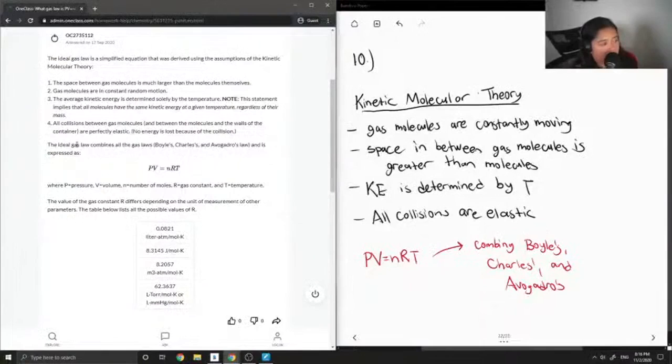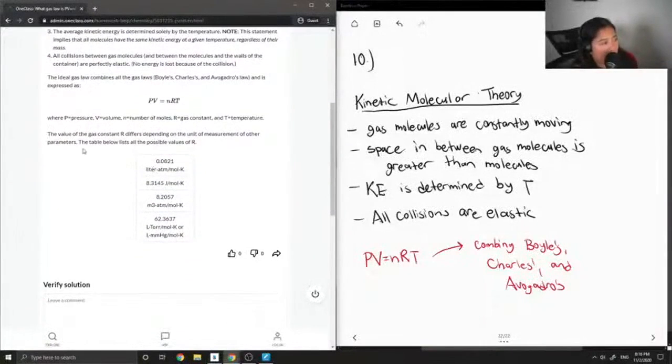Ideal gas law combines all the gas laws, Boyle's, Charles, and Avogadro's, and is expressed as PV equals nRT. Value of the gas constant R differs depending on the unit of measurement of other parameters. Table below lists all the possible values of R. So this is what I mentioned earlier: depending on what a question gives you, if they give you a value in joules or in meters cubed, the R value will change depending on what the units are.